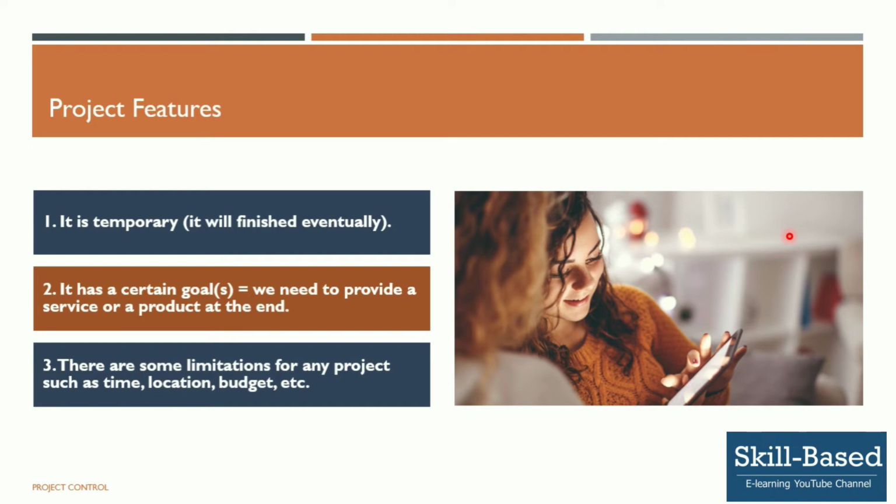And the second feature of a project is that it has got a certain goal. For example, you need to provide a service. So the goal is to provide a service for this project, or to design a new product, or to get to the result of research. So you have some goals, and during the project you are trying to achieve that goal and planning to achieve that goal. And last but not least, there are some limitations for any project, such as timing, location, budget, etc.